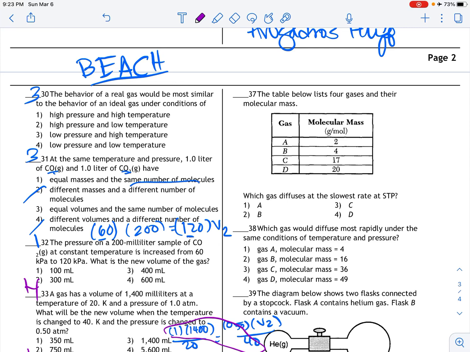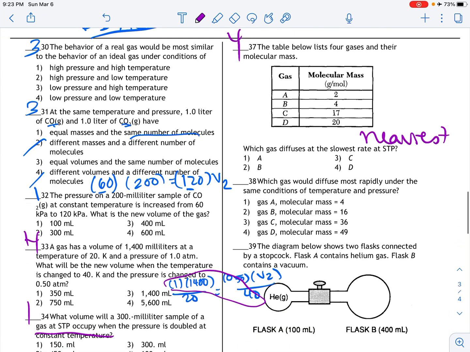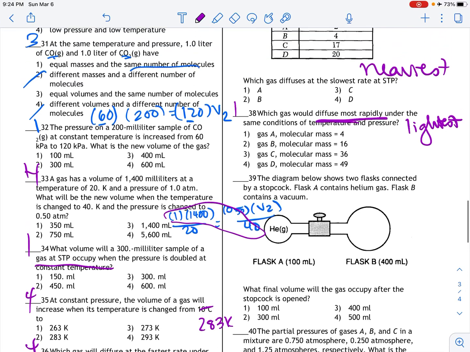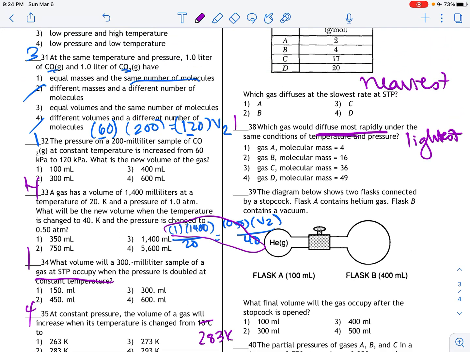The table below lists 4 gases and their molecular mass. Which diffuses the slowest, so the heaviest? So it's got to be D, because it's the heaviest. Which gas would diffuse most rapidly? Oh, sorry, hold on. I read it too quickly. Diffuse most rapidly means the lightest, fastest. Slow and heavy, quick and light. So sorry about that. So we want the fastest, so that's the lightest. By the way, molecular mass of 4, isn't that helium?